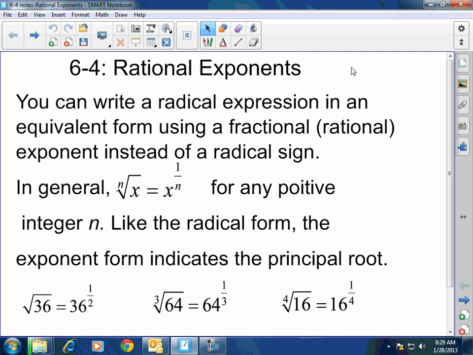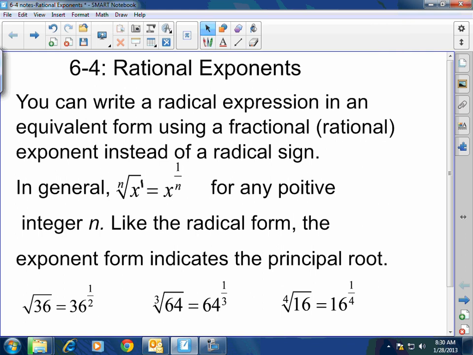Anyways, all right, guys, you can write a radical expression in an equivalent form using a fractional or rational exponent instead of a radical sign. For example, in general, the nth root of x, remember n is the index, equals x to the 1 over n. Now, let's just remember really quickly that every number in the world is being multiplied by an invisible 1, divided by a 1 that's invisible, and it's also being raised to the first power.